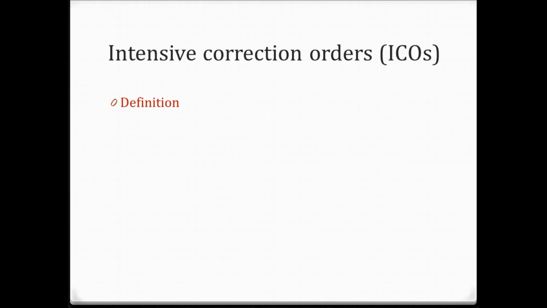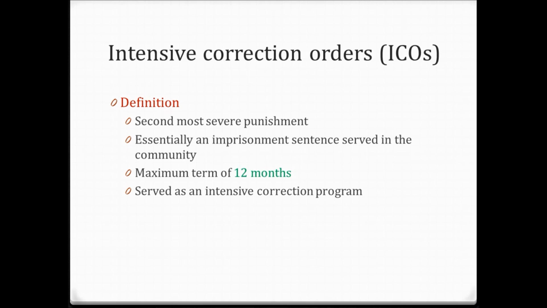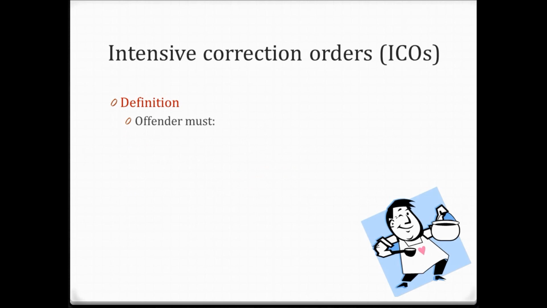Intensive correction orders are essentially the second most severe punishment. They're essentially an imprisonment sentence served in the community. They can be served for a maximum term of 12 months, and they're served as an intensive correction program where a number of restrictions are placed on the offender.